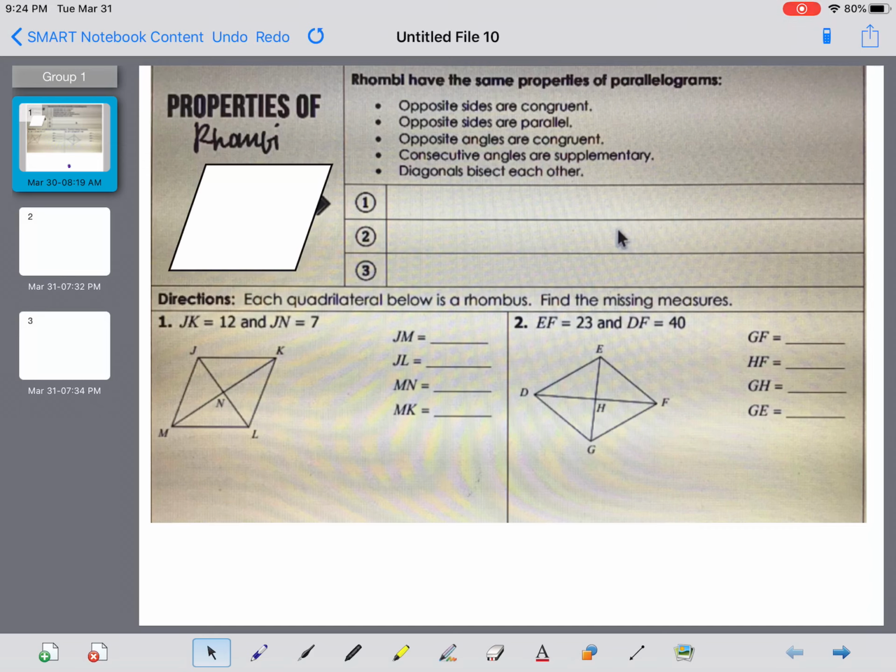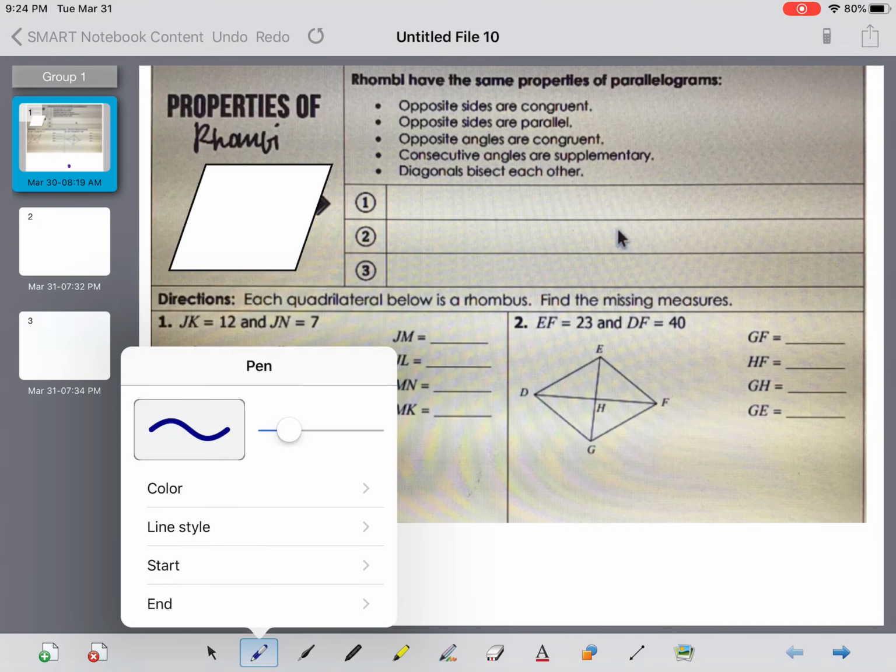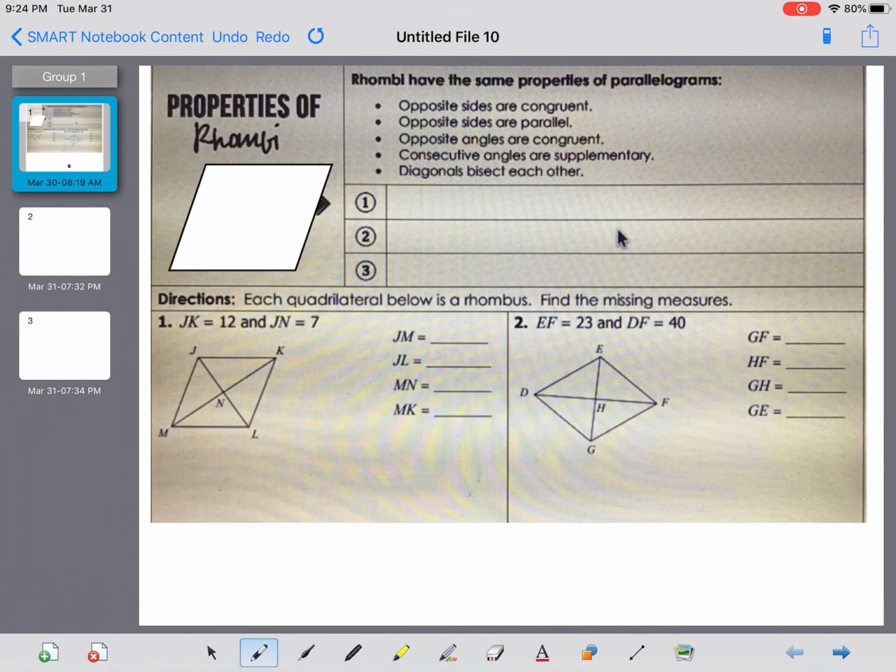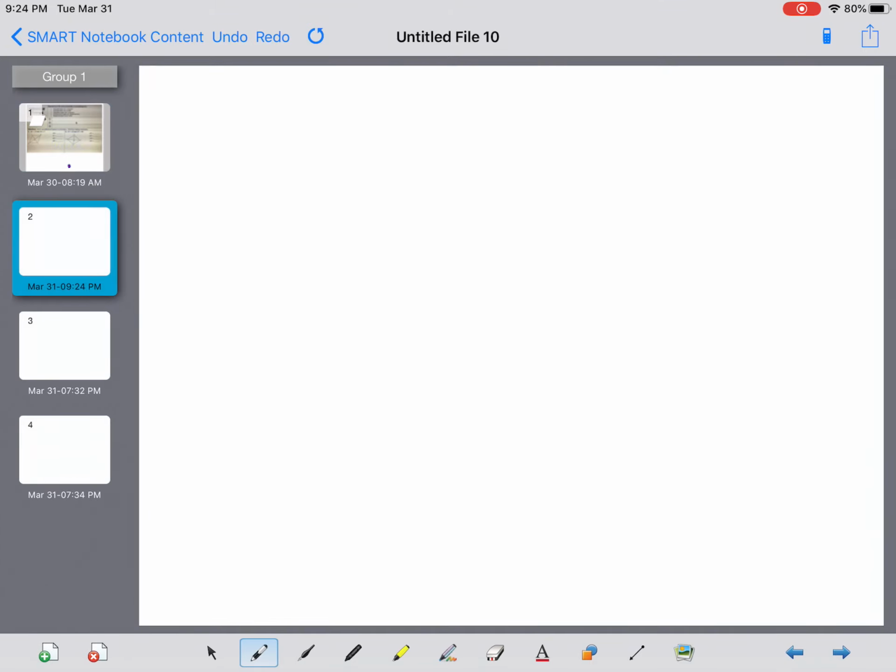Hello, Red Devil Nation. It is time for properties of rhombi, or rhombus, as we say in the singular world. Rhombi is plural, rhombus is singular. Okay, so a rhombus is another special type of parallelogram.